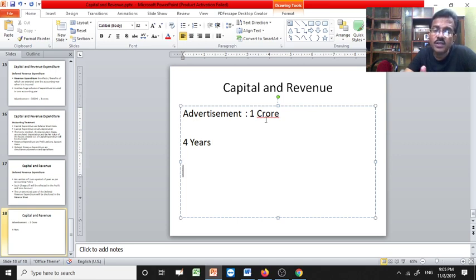So each year your profit and loss account will be debited by 25 lakhs. So your first entry is advertisement account debit, to bank credit. So this is your 100 lakhs.